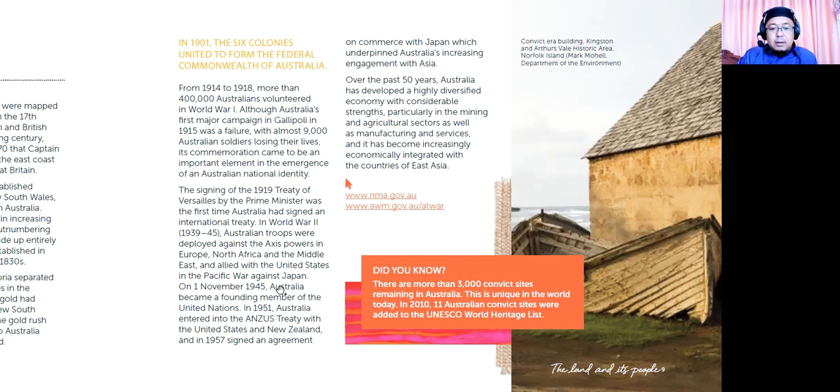In 1951, Australia entered into the ANZUS Treaty with the United States and New Zealand, and in 1957 signed an agreement on commerce with Japan, which underpinned Australia's increasing engagement with Asia. Over the past 50 years, Australia has developed a highly diversified economy with considerable strength, particularly in the mining and agriculture sectors, as well as manufacturing and services. And it has become increasingly economically integrated with the countries of East Asia.